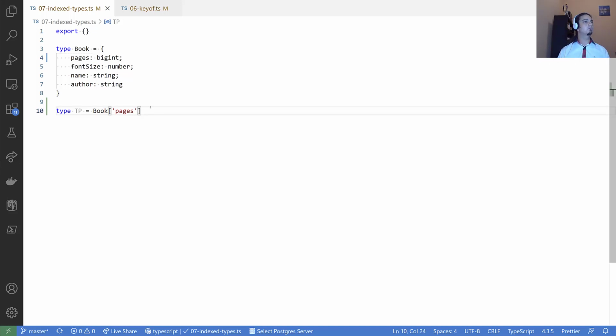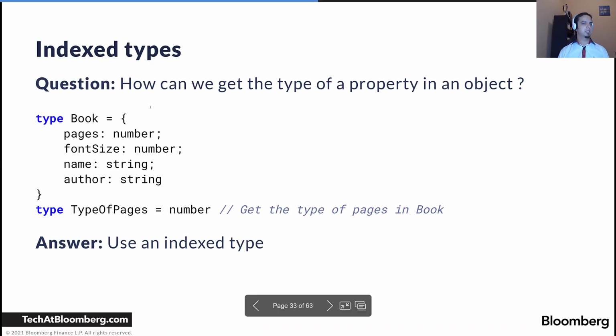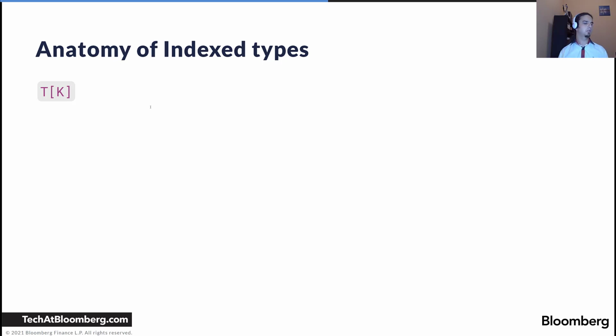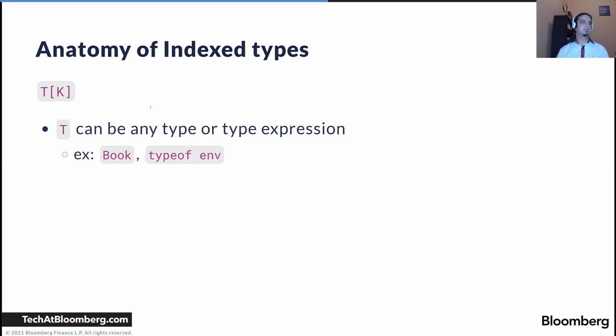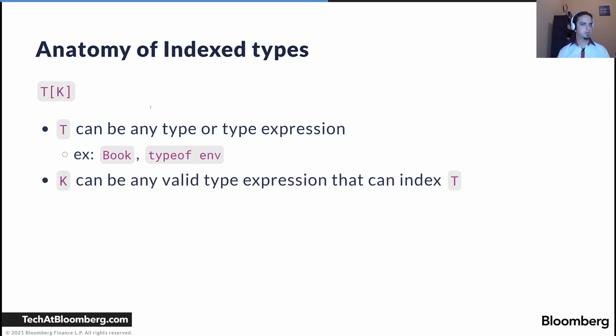Okay, so now we've seen how we can use an index type. So what does it look like? Well, it has the form T[K], where T can be any type expression. It can be Book, it can be typeof env, it can be basically any type or type expression that you can write in TypeScript. K has to be a valid type expression that can index T. So for example, for Book, that would be a string literal type like name, or for arrays it could be number.